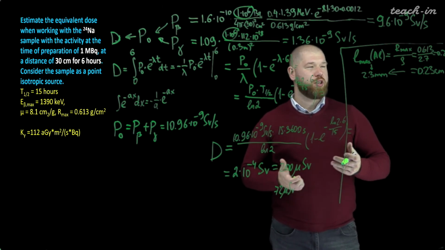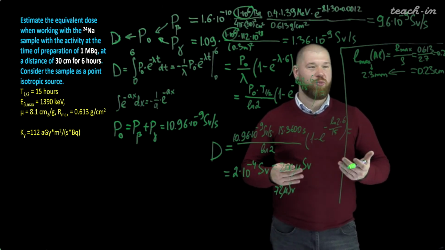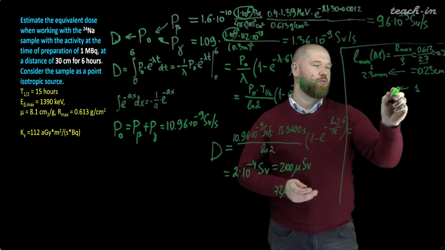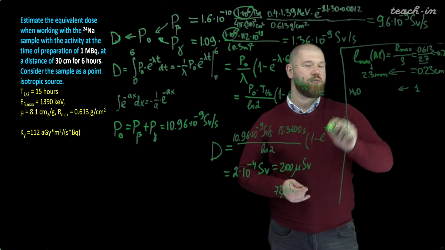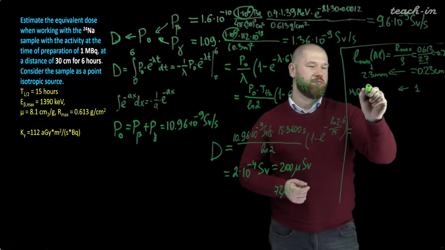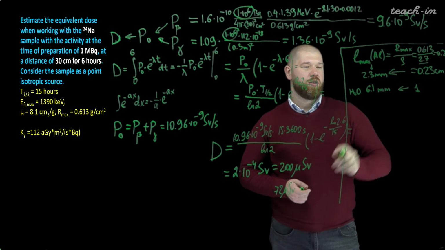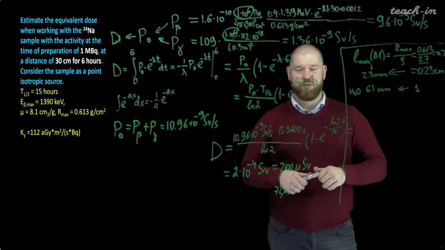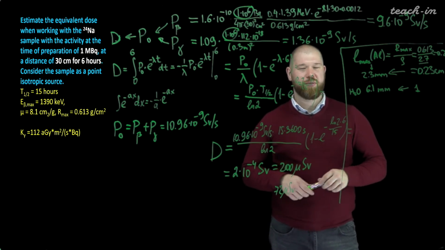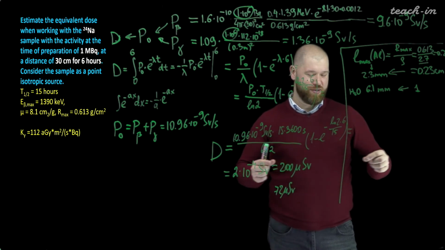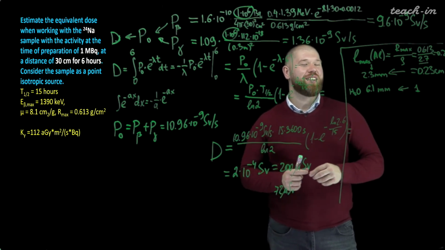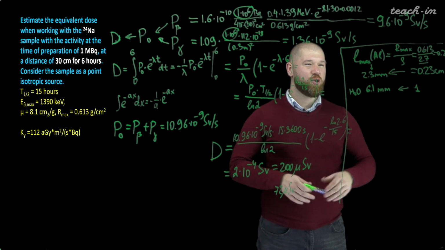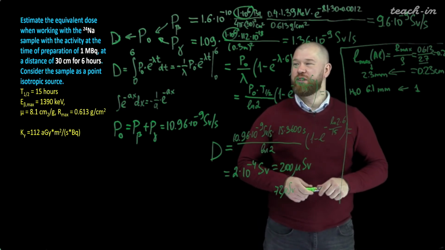Or if we use just a reservoir with water, the density of water is only 1. That means that the maximum range in water will be 6.1 millimeters. So that means that even the commonly used cuvette for spectrophotometry, if it is a very long cuvette, will be efficient for stopping all the beta particles from our radionuclide.